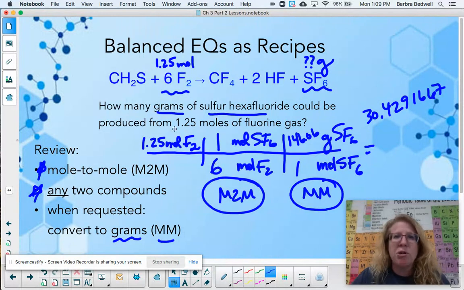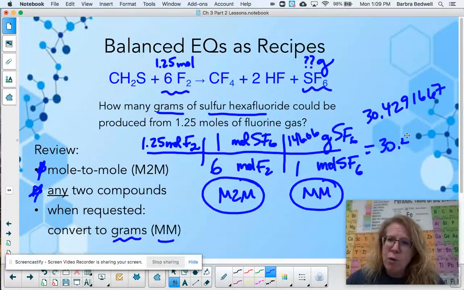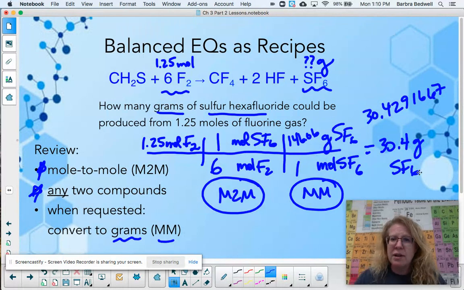You're always looking at your original problem. We got 3 sig figs, so that would give me 30.4, and then units and labels, SF6. There you go. So 30.4 grams of SF6 could be expected from this particular reaction. So that's a Stoich problem. That's how you do it. Allows you to predict the quantity of a product based upon a quantity of a reactant.